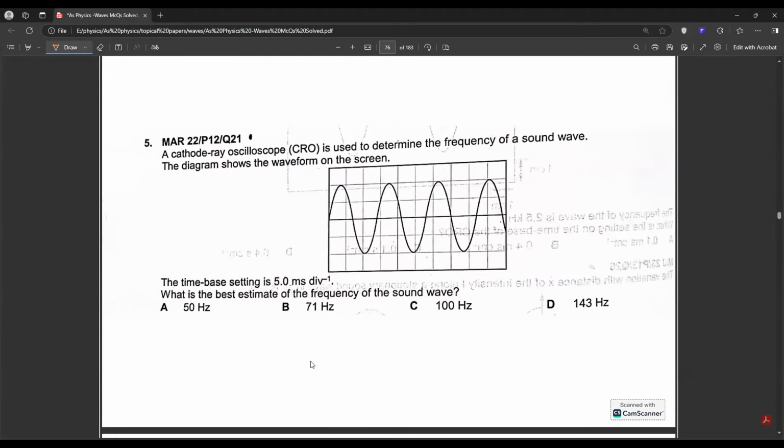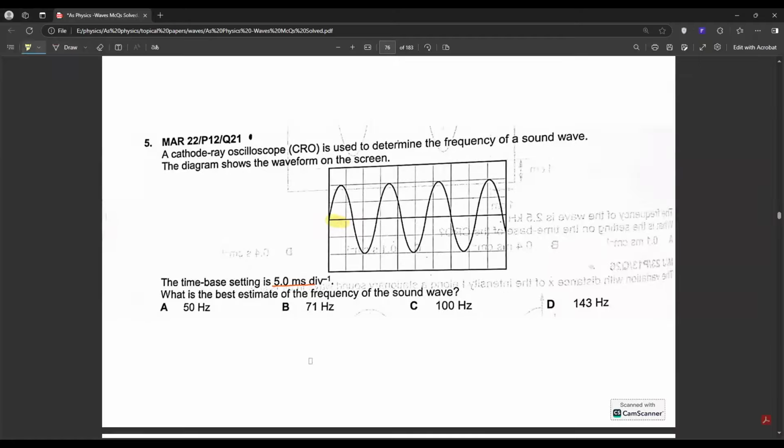Let's see this so that our practice gets complete. A cathode ray oscilloscope is used to determine the frequency of a sound wave. The diagram shows the waveform on the screen. The time base setting is this. What is the best estimate of the frequency of the sound wave? Perfect. So each box represents 5 milliseconds.